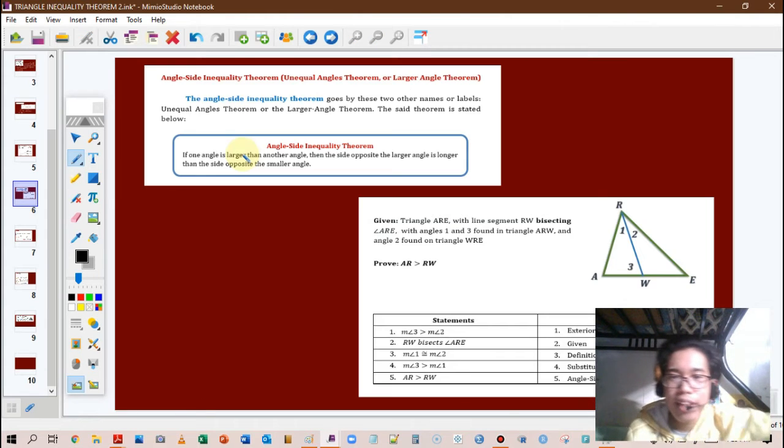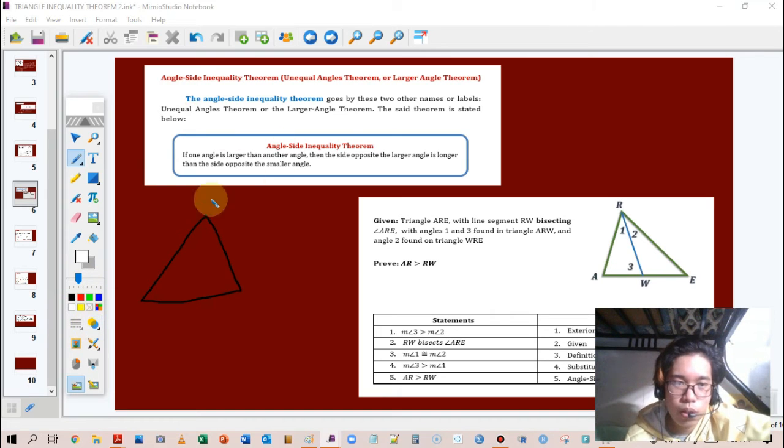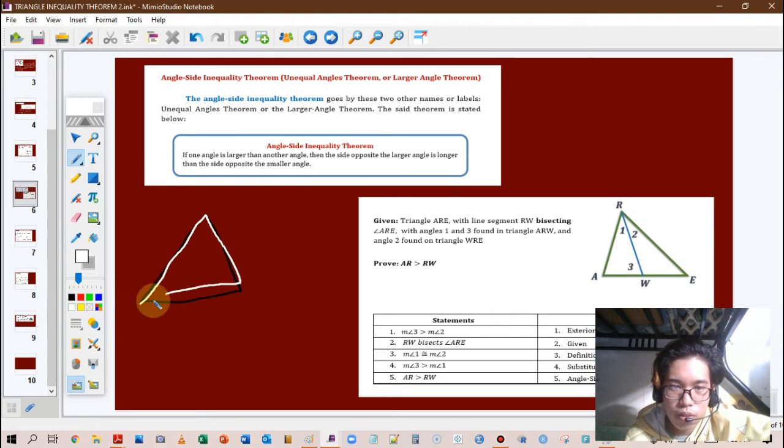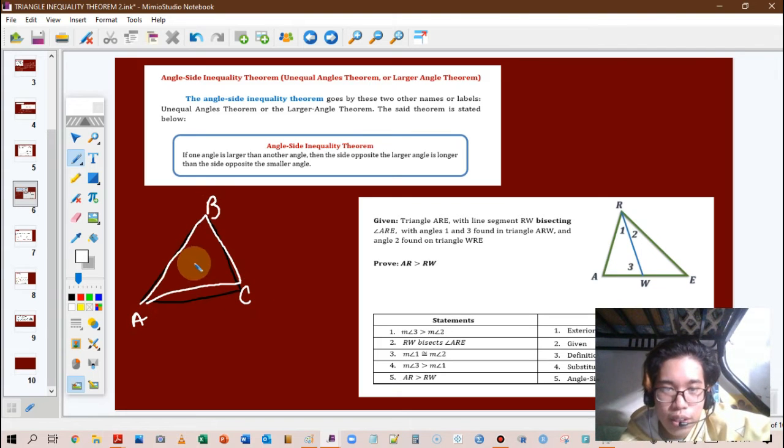And then we have the angle side inequality theorem. So what does this theorem tell us? If one angle is larger than another angle, then the side opposite the larger angle is going to be longer than the side opposite the smaller angle. So let's say, for example, we have here triangle ABC again, and then we have here side measurements small c, small a, and then small b.